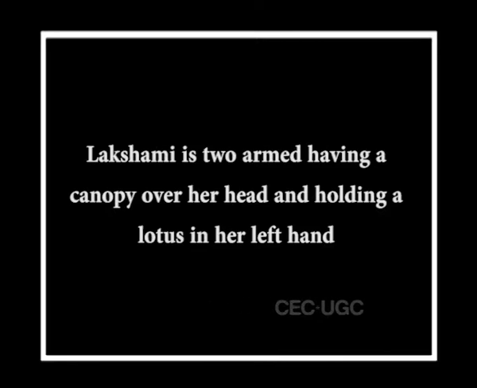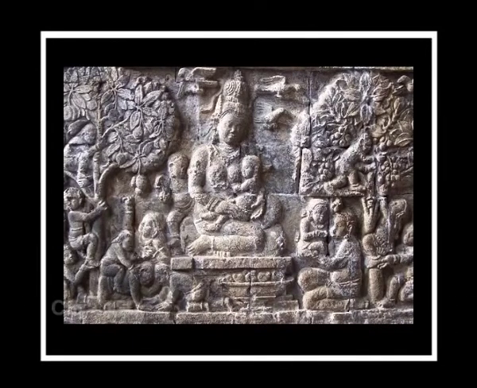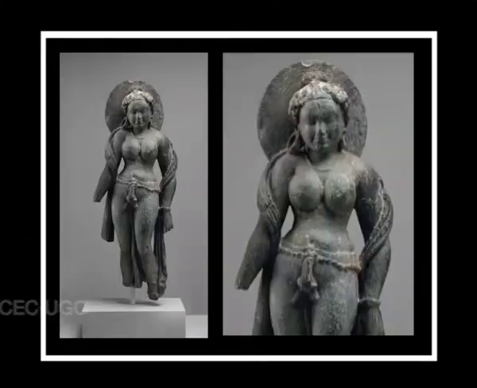Lakshmi is two-armed, having a canopy over her head and holding a lotus in her left hand, with a pair of elephants surmounting the figure of the goddess. A Kushana statue from Mathura shows Lakshmi holding a lotus, Bhadra holding a fruit, and Hariti with a child, along with Kubera. A colossal slab in the State Museum bears the standing figure of Gajalakshmi in a Sambhanga pose with a beautiful body.